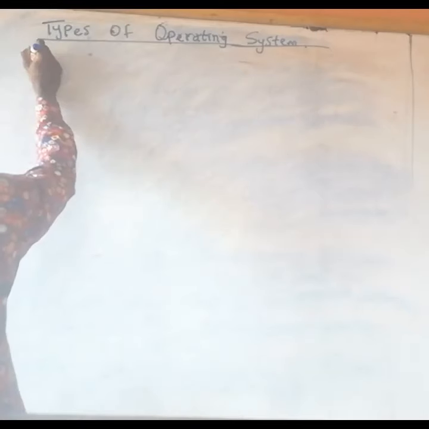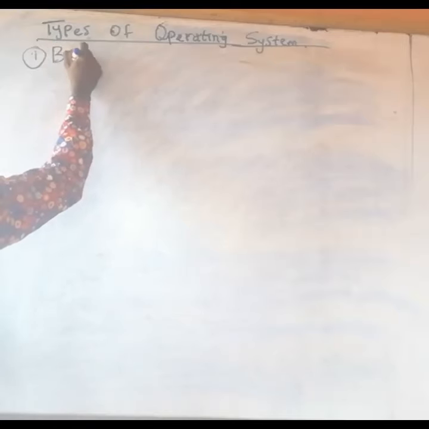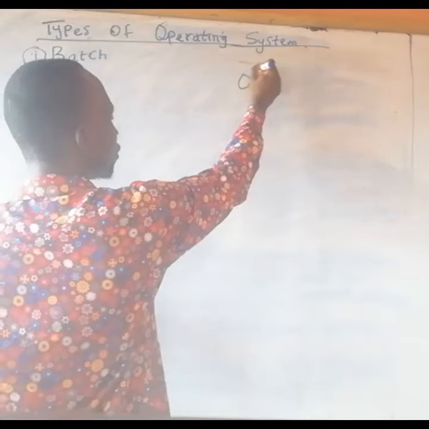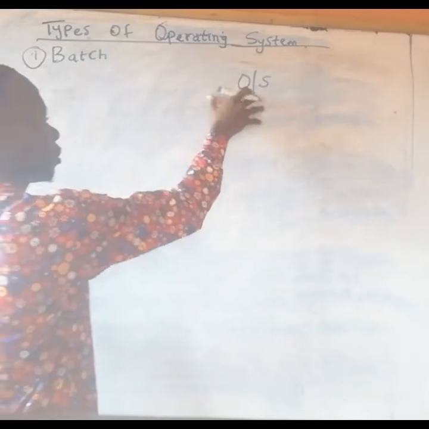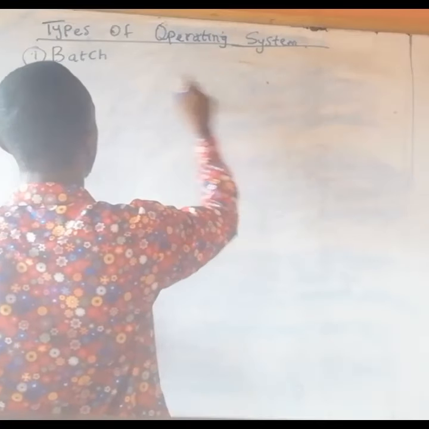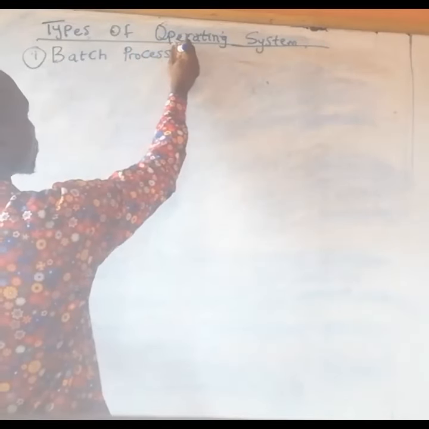The first type of operating system is what we know as the batch processing operating system. Please, let's not waste much of our time. I'll be writing operating system as OS: O stands for operating, S stands for system. So the batch processing operating system.